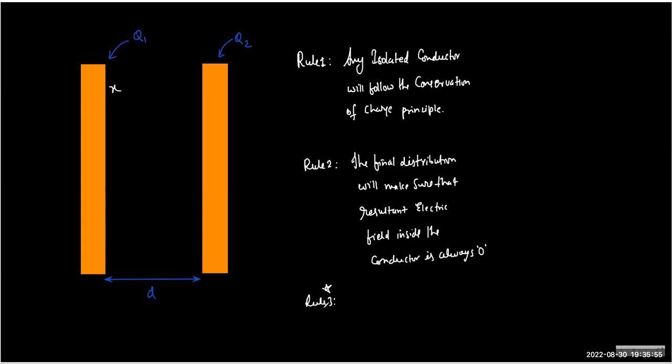Now rule 3 is very famous, but you will only study it in higher studies. It is called the Kelvin minimum energy principle: whenever we have charged conductors kept in the vicinity of each other, the distribution will not only make the field zero, but at the same time the distribution will be such that the total energy of the system is minimum. So the final distribution will have the least energy. You cannot change that configuration further, because in terms of energy it is the most stable configuration.